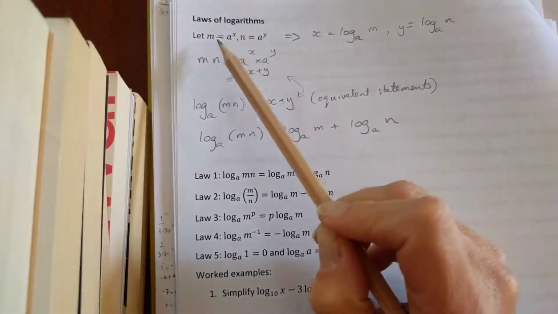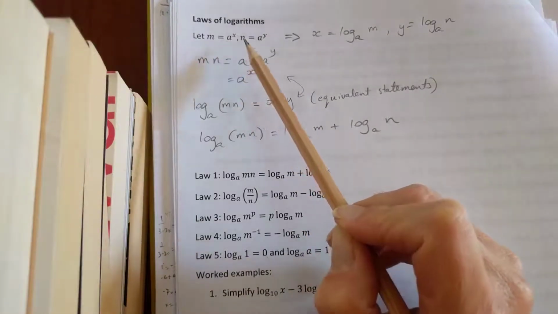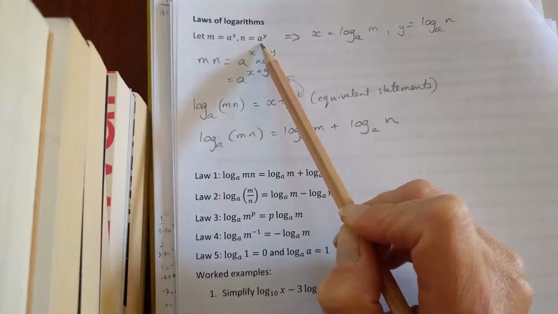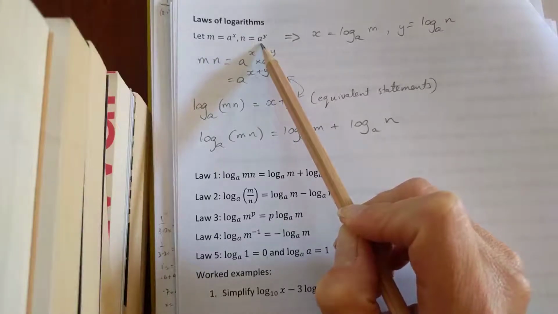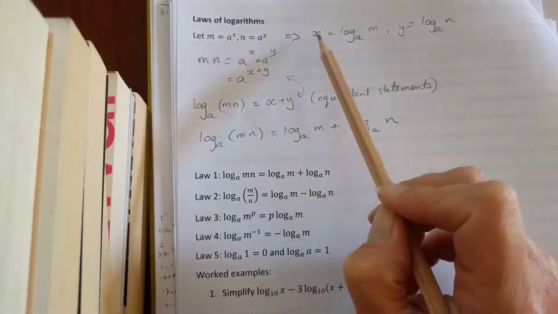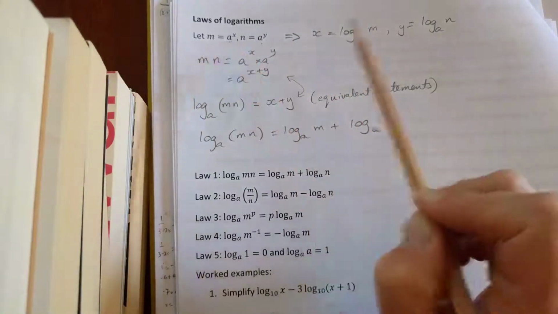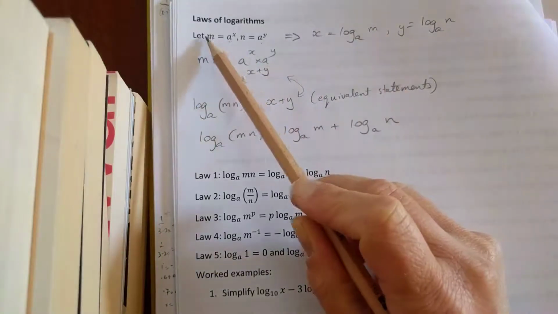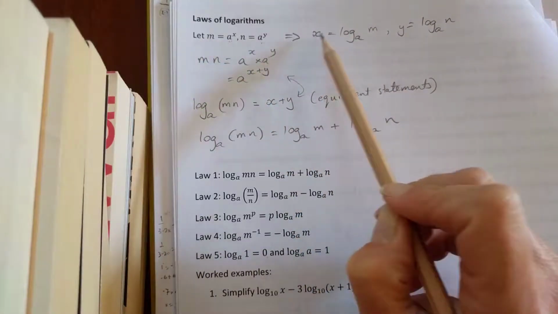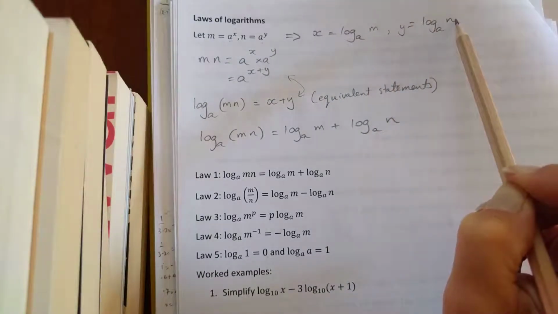So if I start with, let's let m equal a to the power of x and let n equal a to the power of y. If I rewrite those as equivalent statements using logarithms, for the first one, my power x is here and my base is still a, and my argument m is the answer to this one here. So x equals log base a of m, y equals log base a of n.